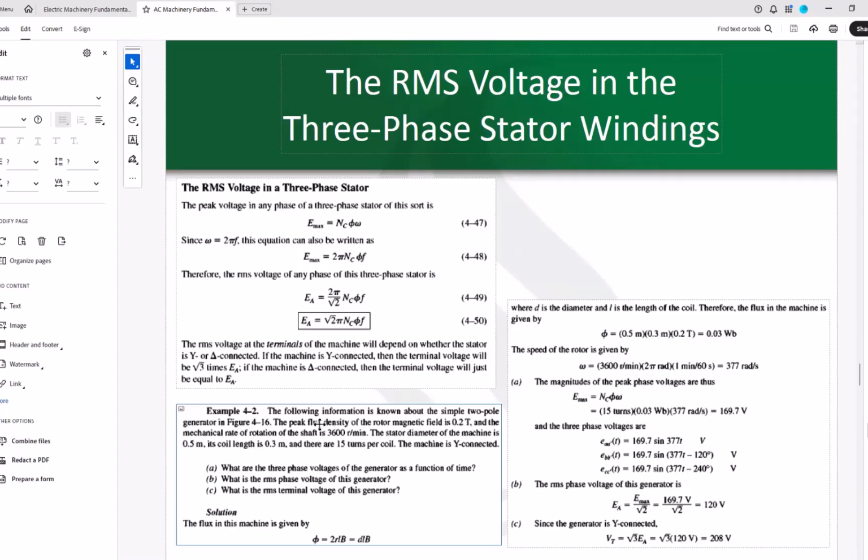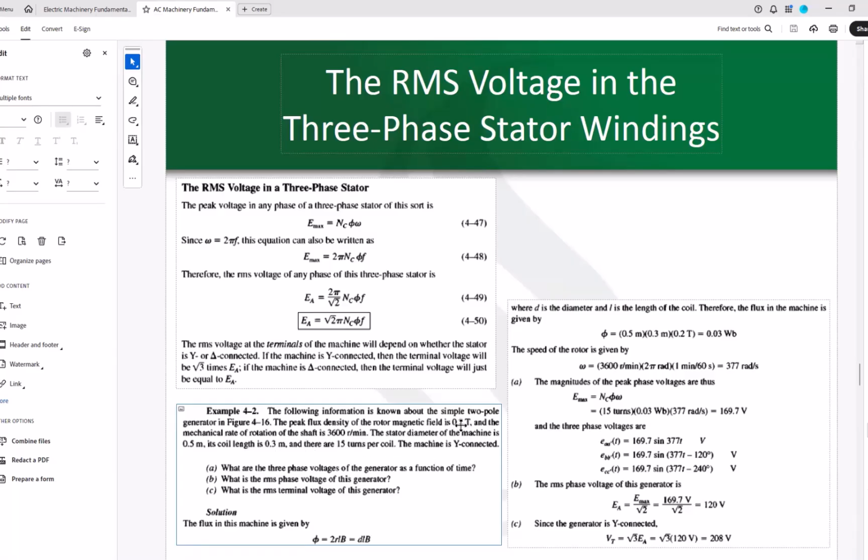Now let's look at this example 4.2 in the book. We're given some information about the simple two-pole generator that we just saw. The peak flux density of the rotor magnetic field is 0.2 Tesla, and the mechanical rotational speed of the shaft is 3,600 RPM. The stator diameter of the machine is 0.5 m. Its coil length is 0.3 m, and there are 15 turns per coil. So let's see what these are.